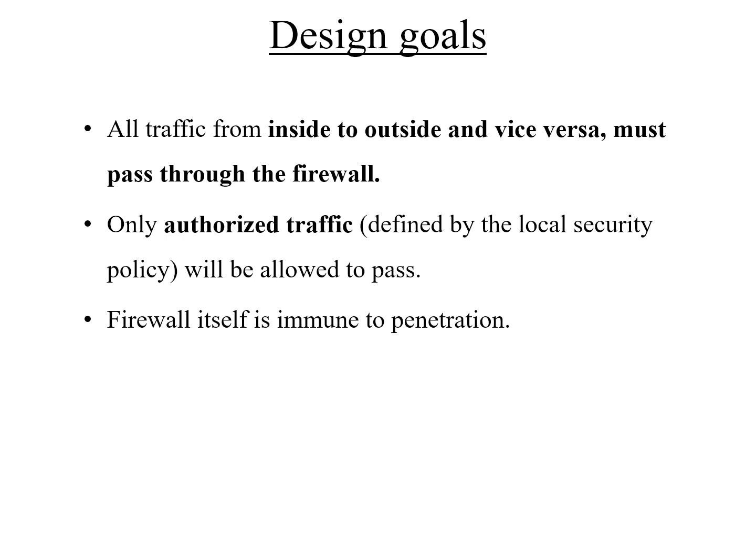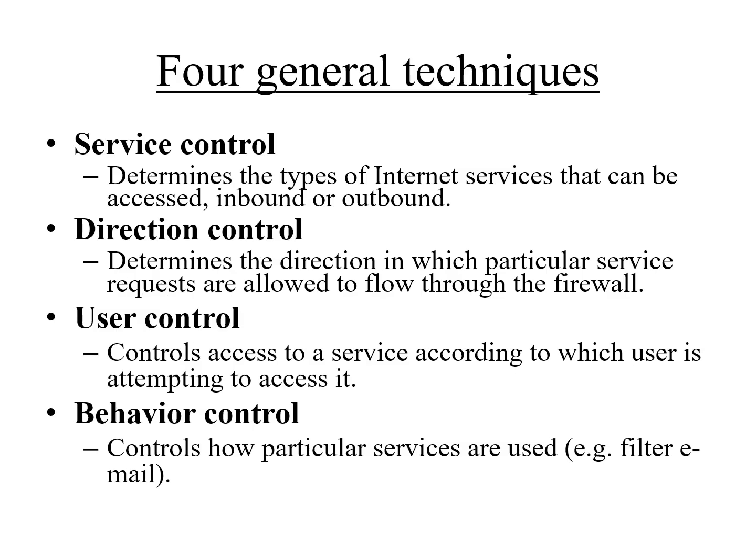Everything goes through the firewall. All data coming in or out must pass through it. Only safe stuff gets through. It can't be easily broken or hacked. In short, the firewall is like a strong security gate that only lets safe things in or out. There are four general techniques: service control, direction control, user control, and behavior control.